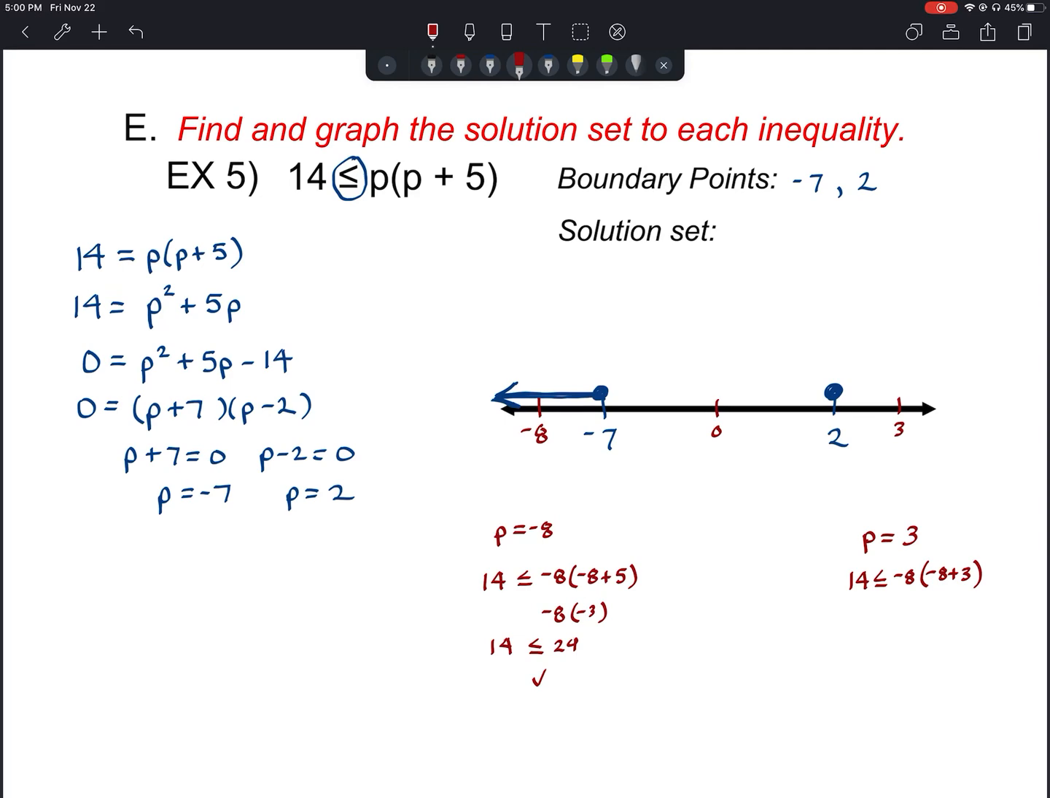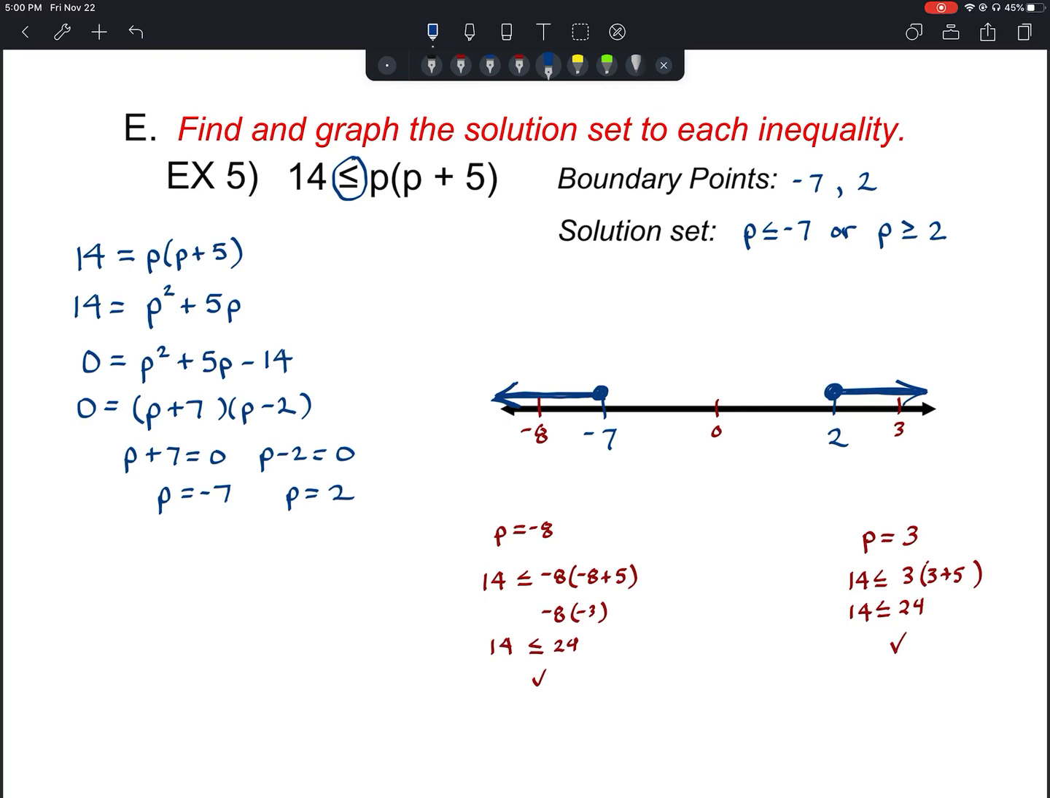Oh, wait, what did I do there? I didn't want -8s in there. I want 3s in there. So we'll switch that up there. Hopefully you're paying attention to what you're doing, because I wasn't. So we've got 3 times the quantity of 3 plus 5, which is 8 times 3, is 24 also. So that one actually checks out. So our solution set for this one should be p is less than or equal to -7, or p is greater than or equal to 2.